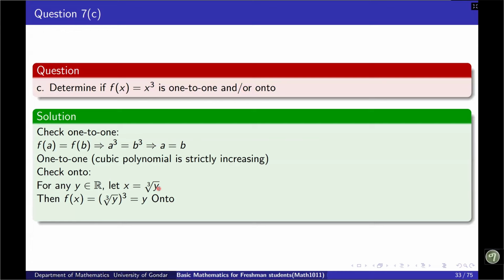Therefore, the function f of x equal to x cubed is both 1-to-1 and onto, so it is bijective, or a 1-to-1 correspondence.